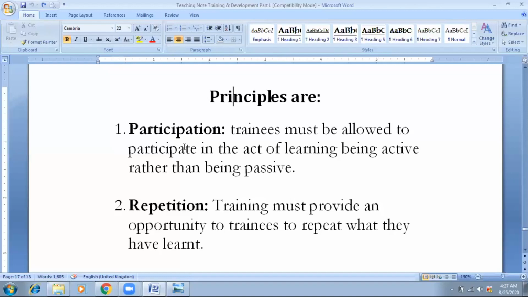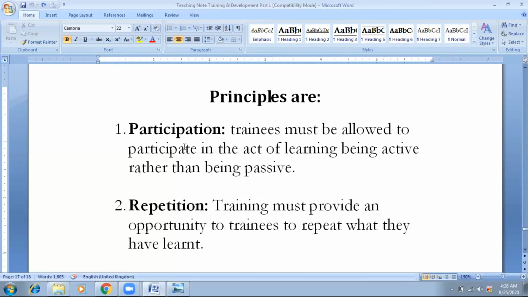So take yourself, you are the learner. Rather than being passive, you should be active. You should be allowed to listen, you should be allowed to read, to go to the library, to do exercises, for effective learning. Likewise, trainees also should be allowed to participate in the act of learning.